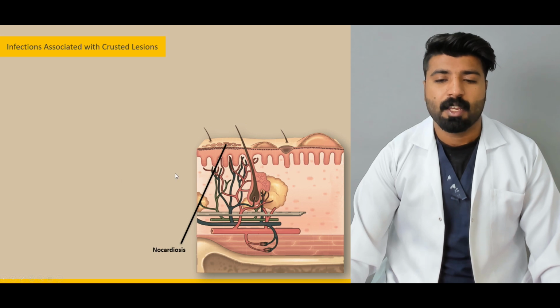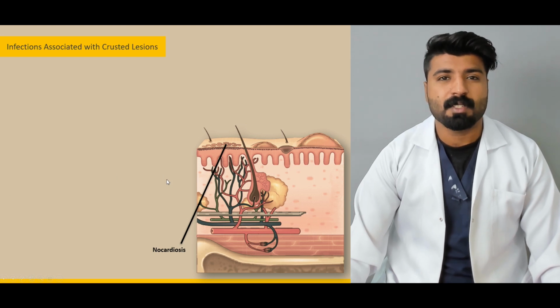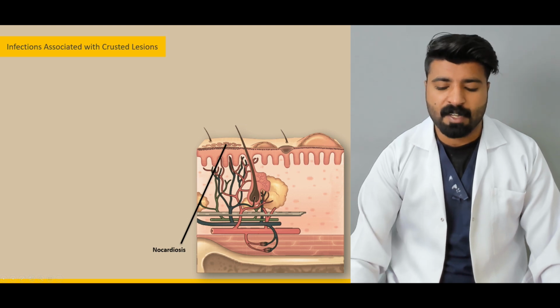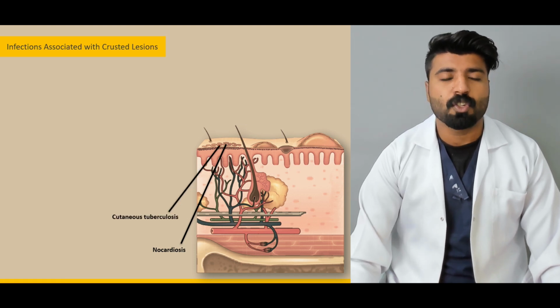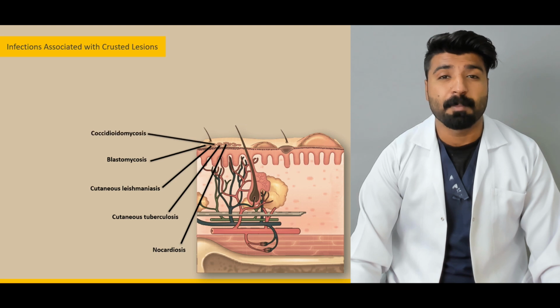First of all, we talked about this. What is this? This is a crusted lesion of the skin. So nocardiosis will affect it. Cutaneous tuberculosis will affect it. Cutaneous leishmaniasis will affect it. Blastomycosis is one of the basic reasons that you get these crusted lesions on your body.